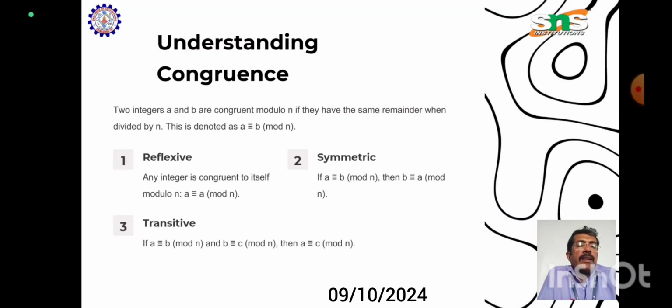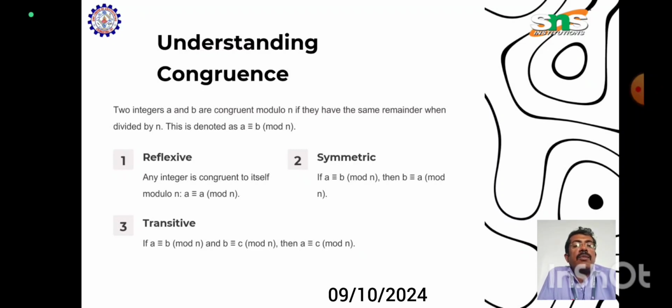Similarly, for symmetric, if you have a congruent b mod n, and it is possible to bring b congruent a mod n, then you can say a and b are symmetric to each other. That is, if a congruent b mod n holds, then b congruent a mod n also holds, and in that sense you can say it is symmetric.